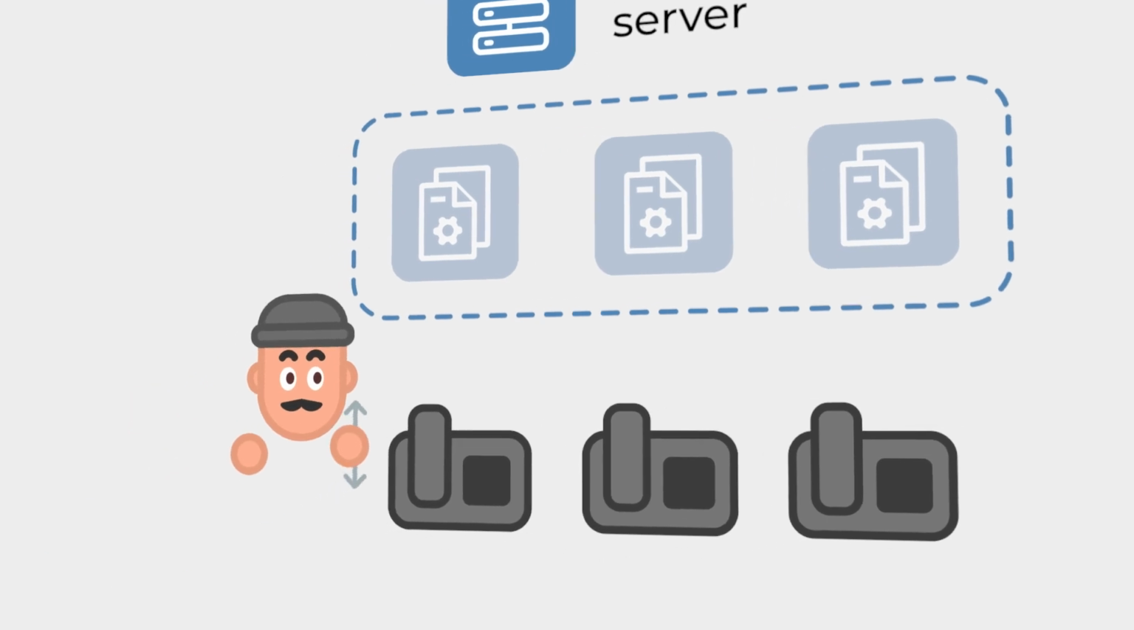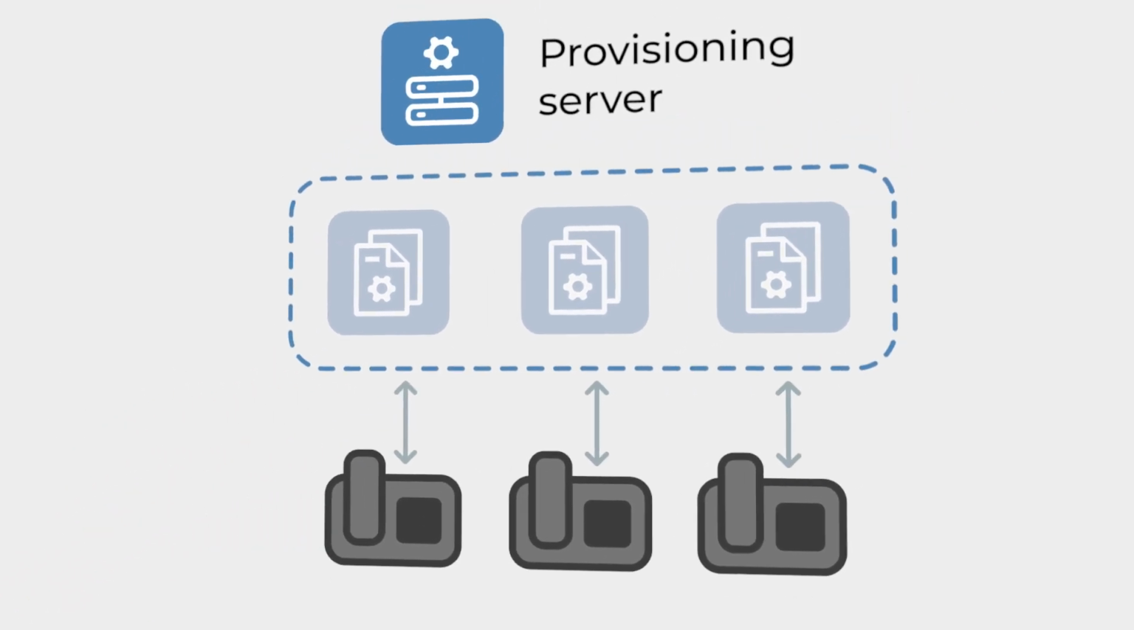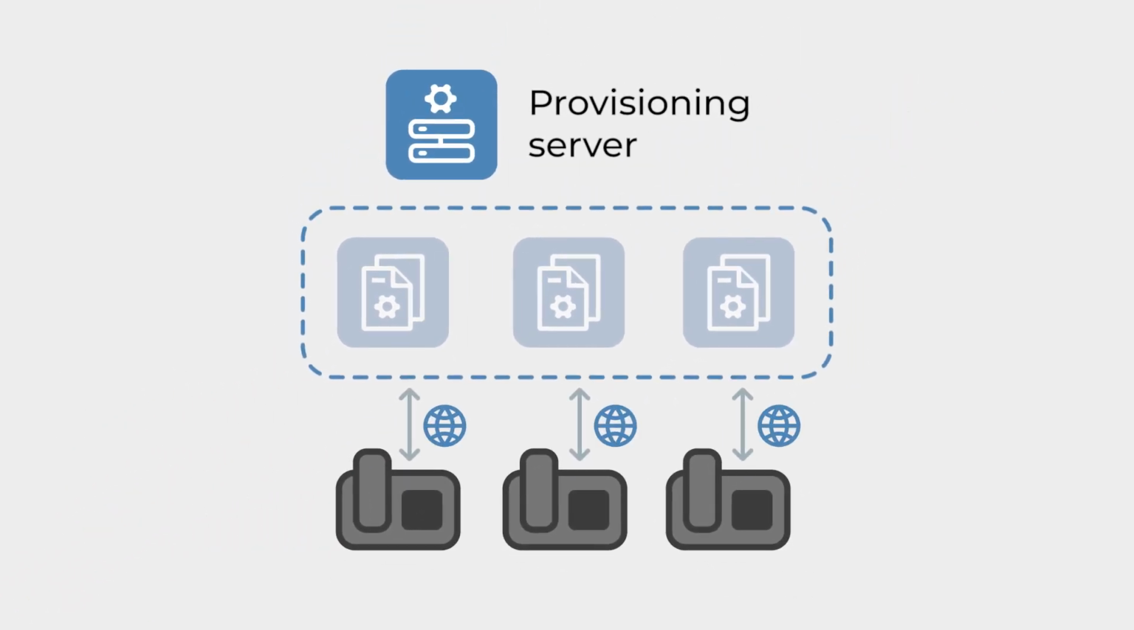The IP phone only requires one initial setting, the provisioning server's address. Once connected to the internet, the phone retrieves its configuration based on its MAC address, or Media Access Control address, via the TFTP or HTTP protocol, and then adjusts its internal settings accordingly.